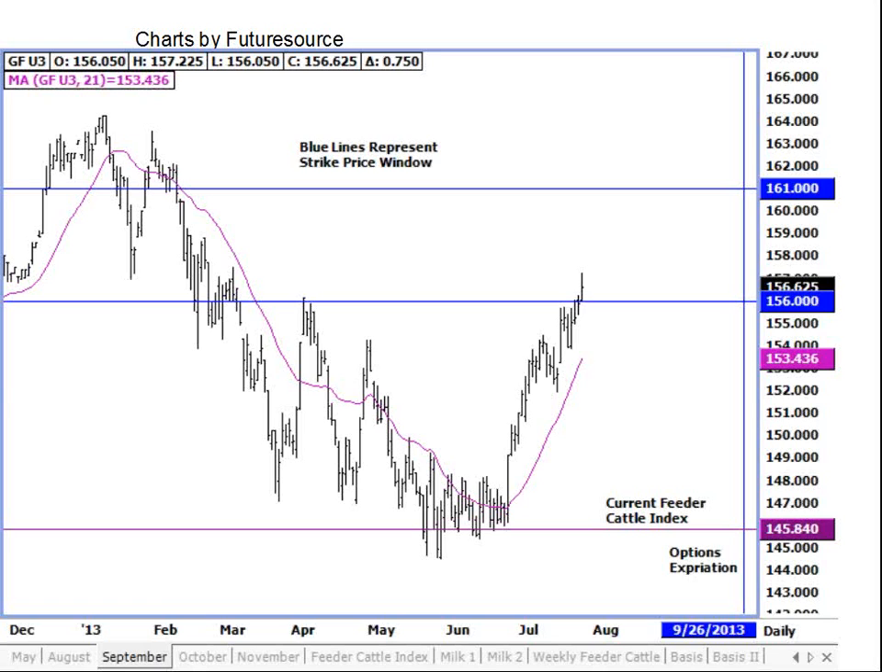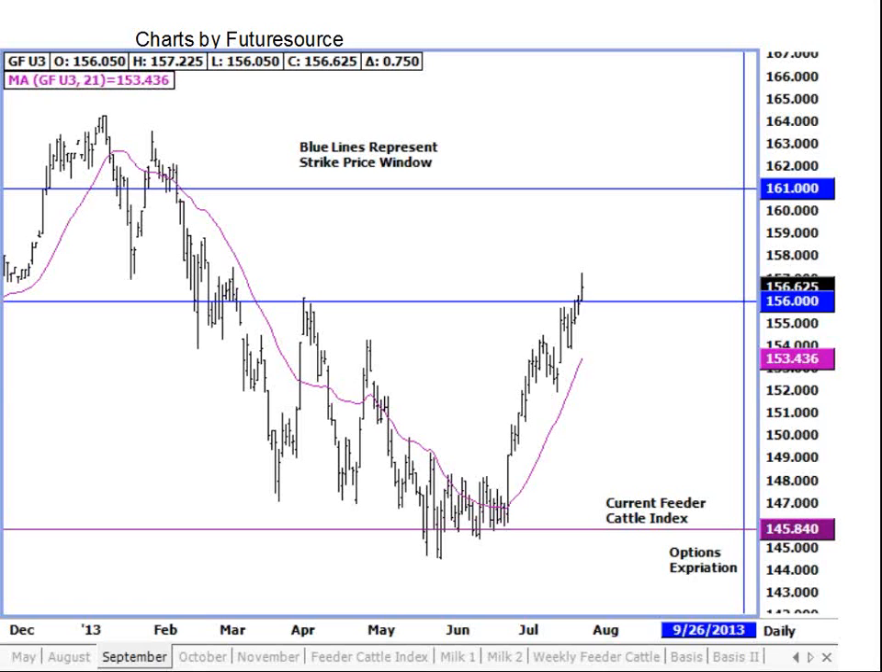So this is today. These charts are as of the close today. The blue lines represent the strike price window that I just told you, the 161 and the 156. You can currently see that we are just slightly inside that 156 window. If you look down at the bottom right-hand corner, you have the current feeder cattle index as of today. So you can see that the spread between the 156 and the 145.84 is the $10 and change that we saw earlier on the spread chart of the basis.